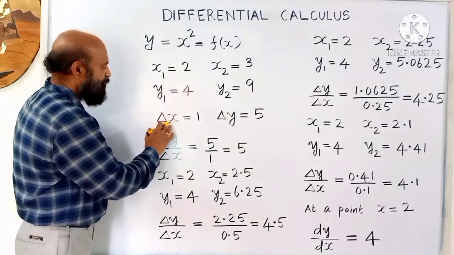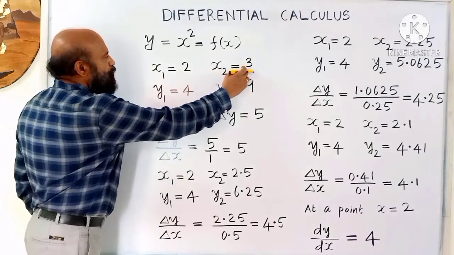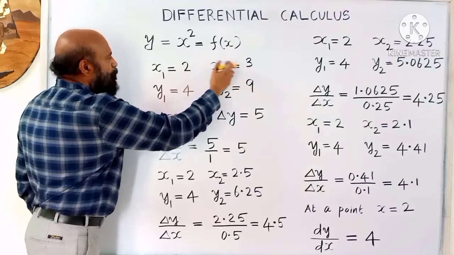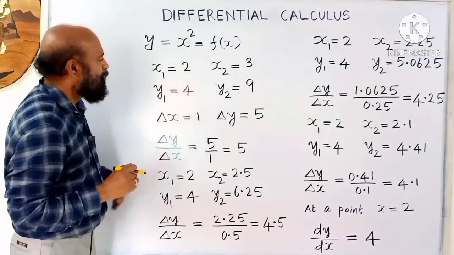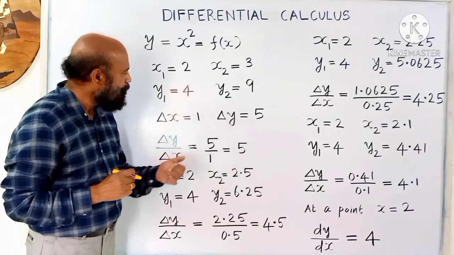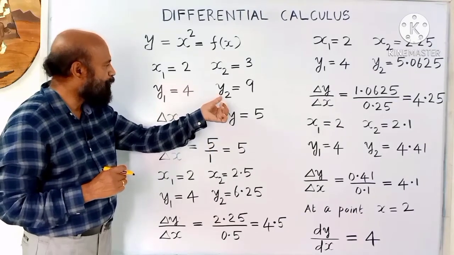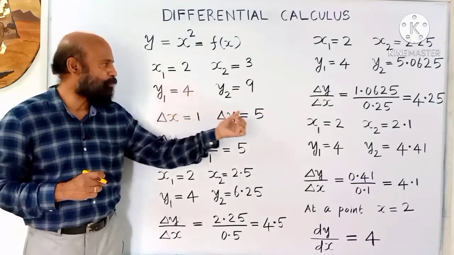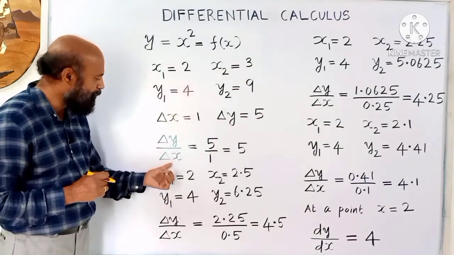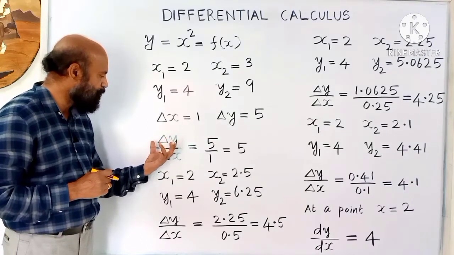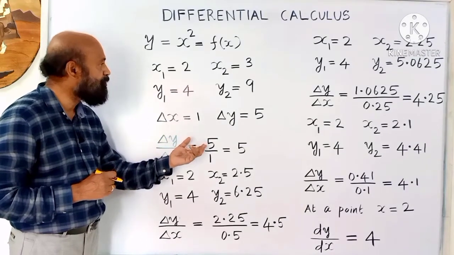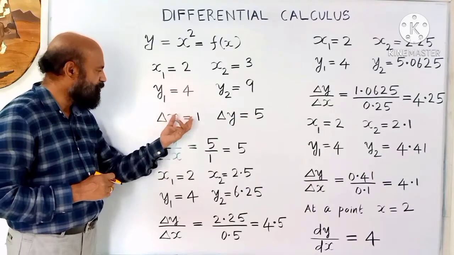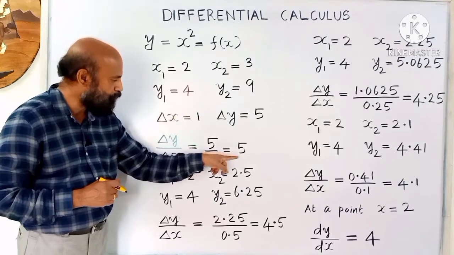Now the change in x, that is delta x, is x2 minus x1, that means 3 minus 2, which is 1. Next, delta y, the change in y, is y2 minus y1, that is 9 minus 4, which is 5. Now delta y by delta x, the change in y divided by the change in x. Delta y is 5, delta x is 1. 5 divided by 1 is 5.